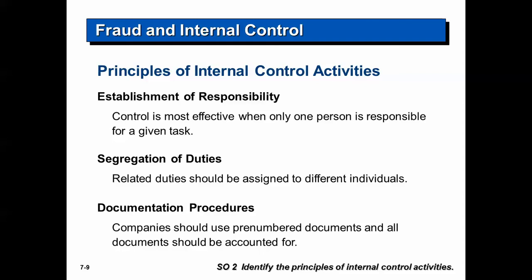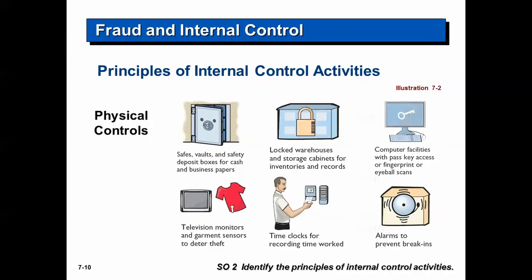Another way of controlling it is to have pre-numbered documents. And therefore, if the documents are out of numerical order or don't have a number on it, then you know it's a phony document. All right? So here are some of the principles of internal control.